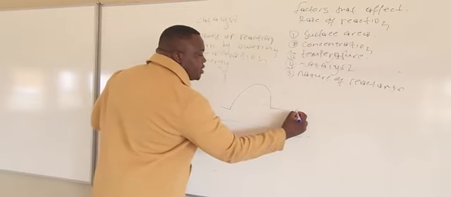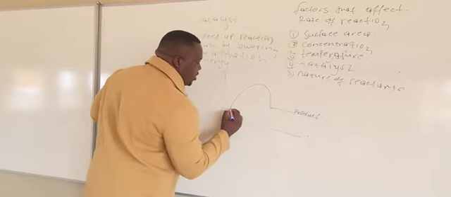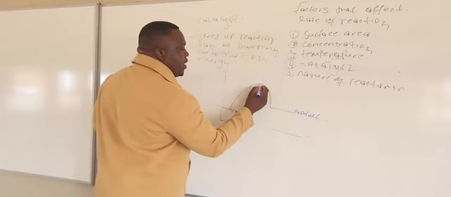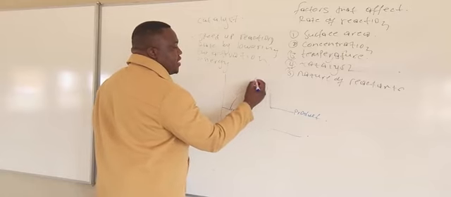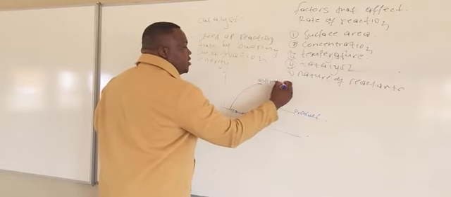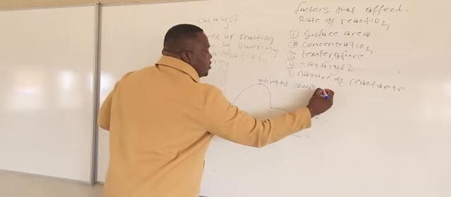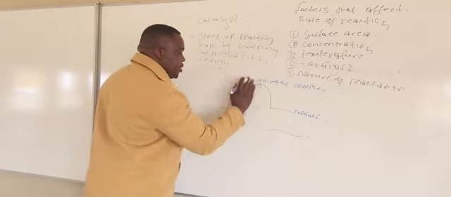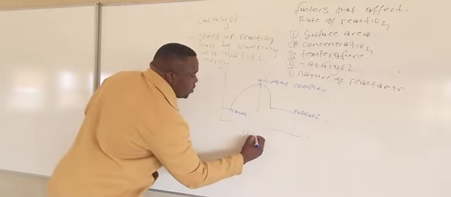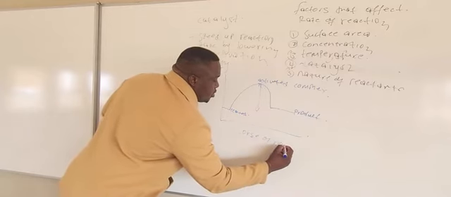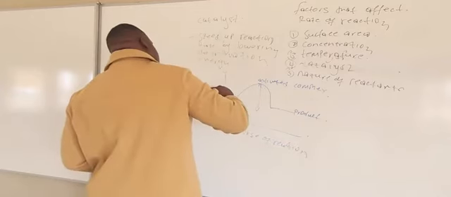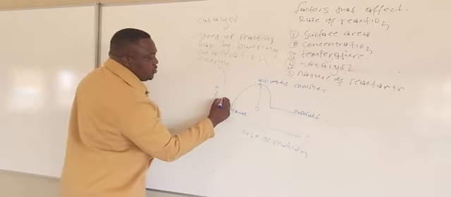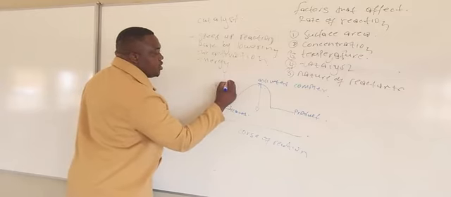This line represents the product, then this one represents the reactants, these lines, right? So here at the peak we call it the activated complex. So the activation energy, it is this energy. You see, this amount of energy. Here we're going to have course of reaction. Then here we're going to have amount of energy. Let's say we have numbers here: 20, 30, 40, 50, 60.